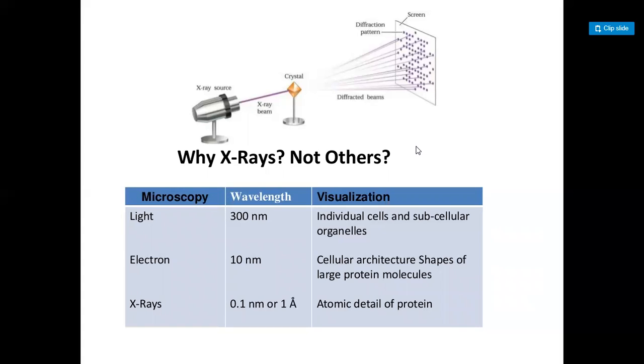So why X-ray, not others? Microscopy. This is the difference. This is the microscopy wavelength and visualization, in which the light has a wavelength of 3 nanometer, the electron has a wavelength of 10 nanometer, and X-ray has 0.1 nanometer, or 1 angstrom.